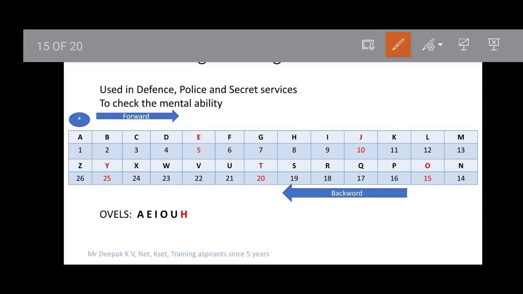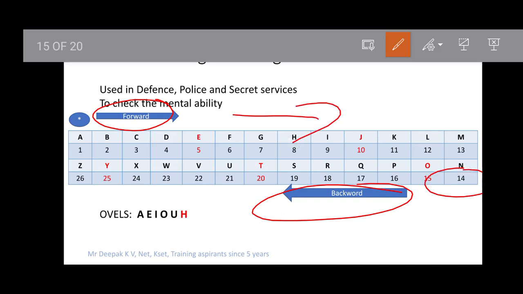Let's understand what this chart is. I have written A to Z letters, and numbered them 1 to 26. You can see this chart is a little bit different. In the single chart we can understand the forward sequence and the backward sequence. In the forward sequence, 1 to 13, till M, I have written left to right. From 14 to 26 I have written it in the backward sequence, that is right to left.